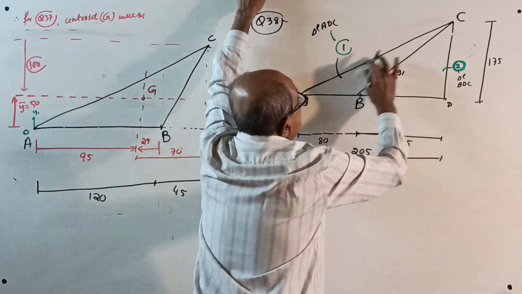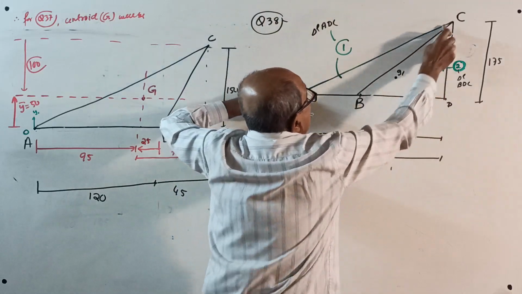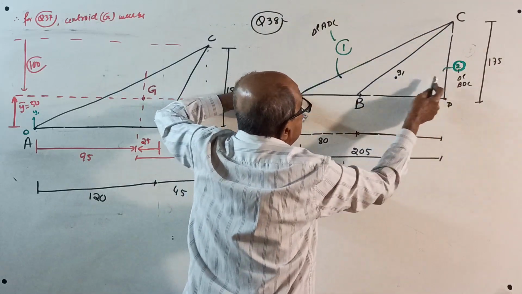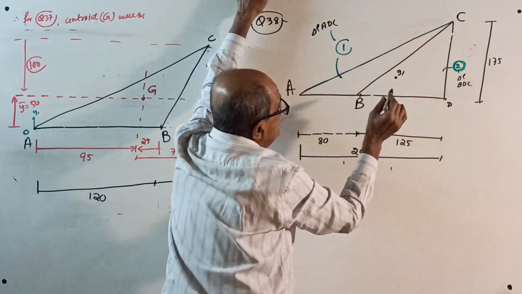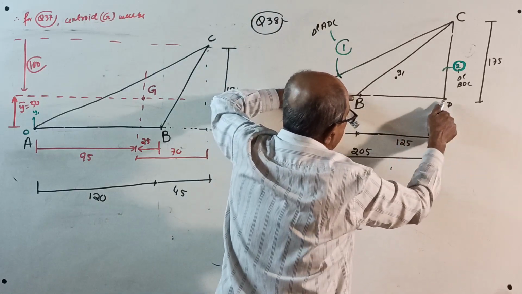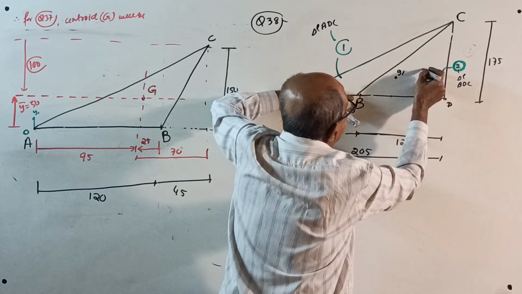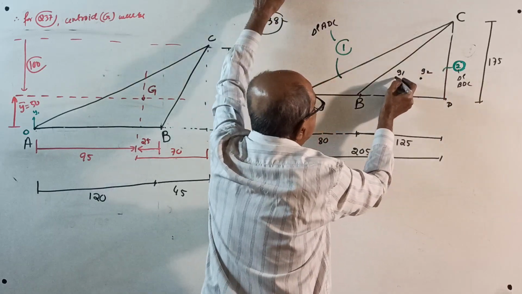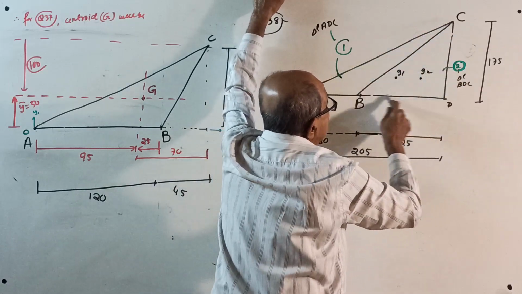For this triangle, this is 2 by 3, see, this full triangle, 2 by 3, 1 by 3. This way, 1 by 3, 2 by 3. Figure number 2, its centroid will be somewhere, see, 1, 2, here. This is G2, the centroid for this triangle.